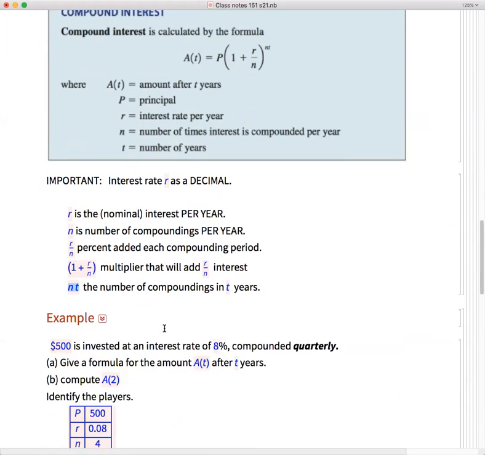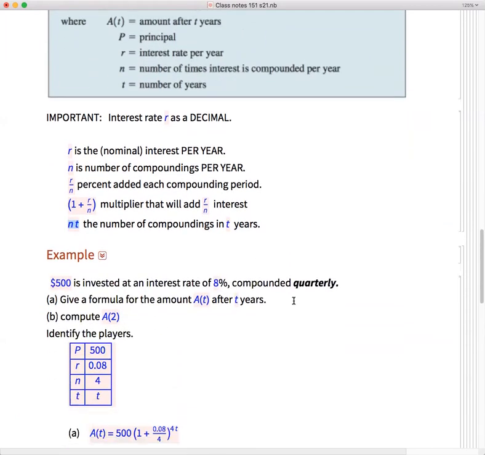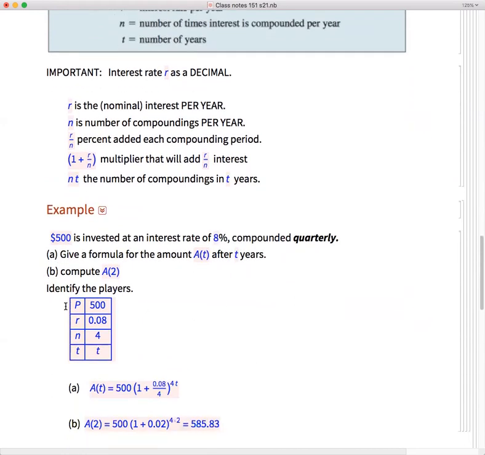I guess we're doing one more example here. Okay. So 500 is invested at 8% annual, I guess I should write, compounded quarterly. Give a formula for the amount after T years, and then compute A of 2.